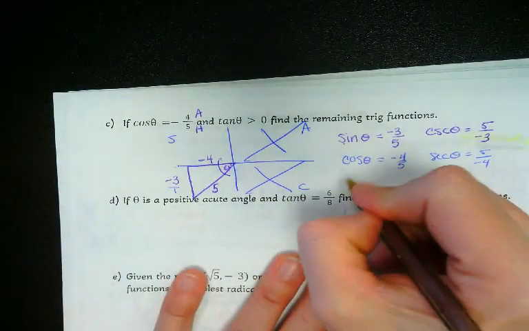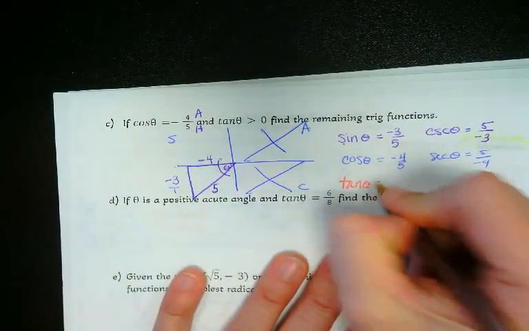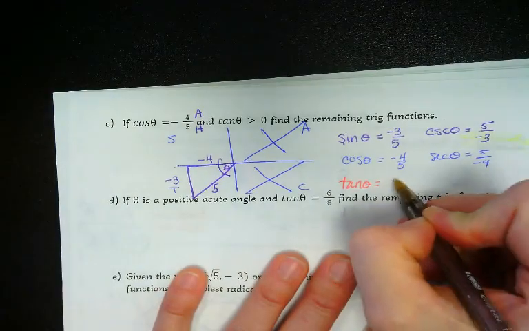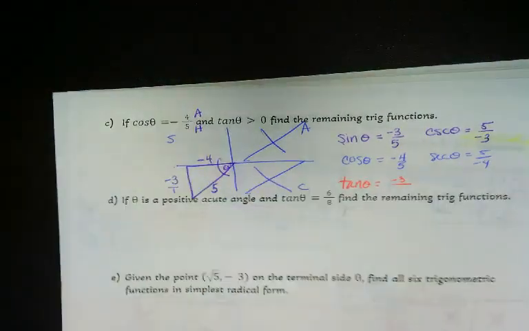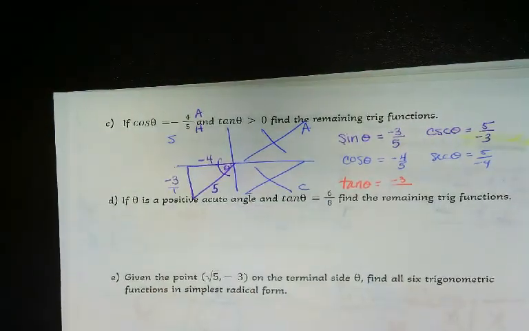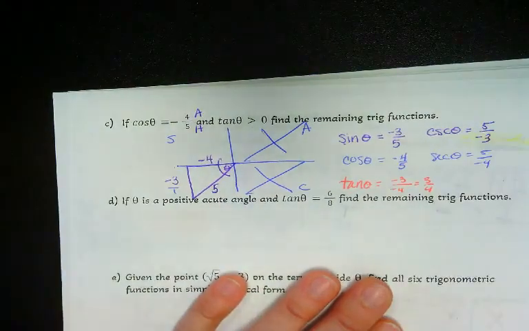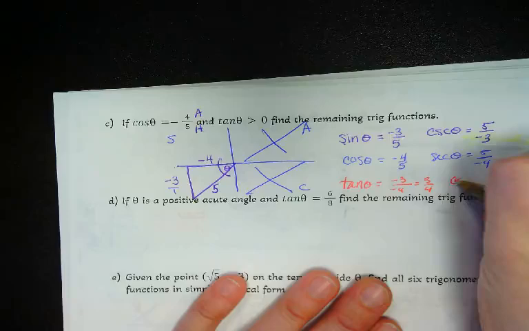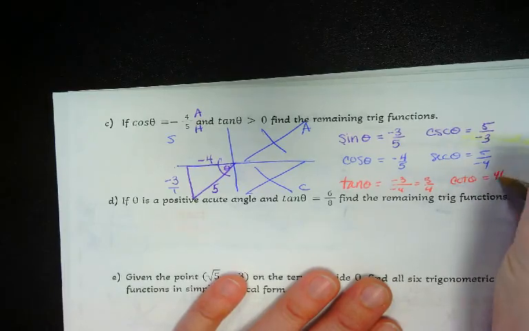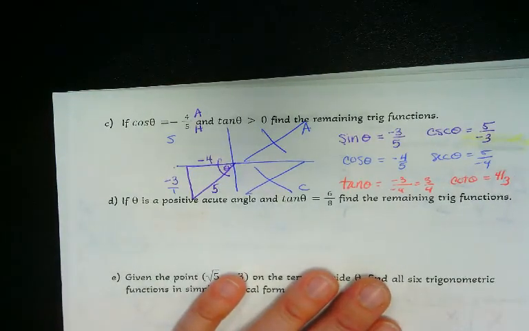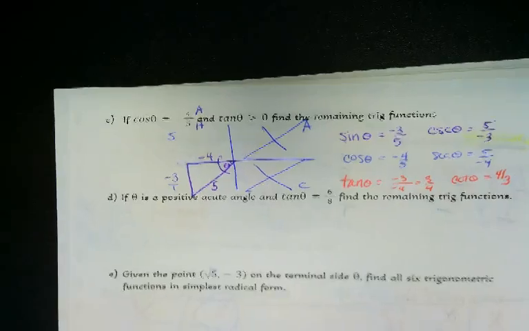Eli, what are you thinking for tangent? Negative 3 over negative 4, perfect, which is really going to be 3/4. And its reciprocal then cotangent should be 4/3. Let's just talk through the signs one more time.